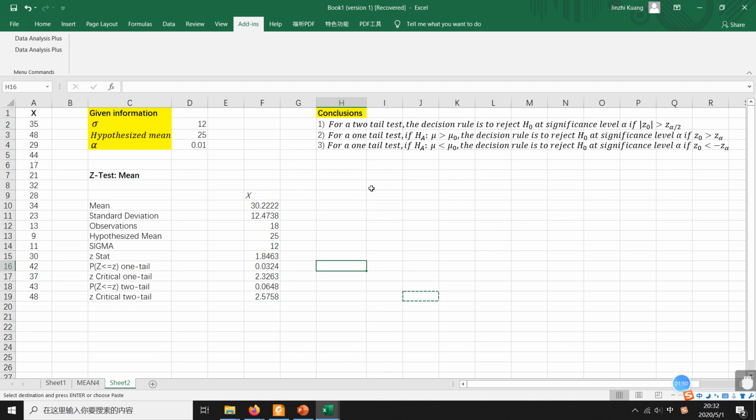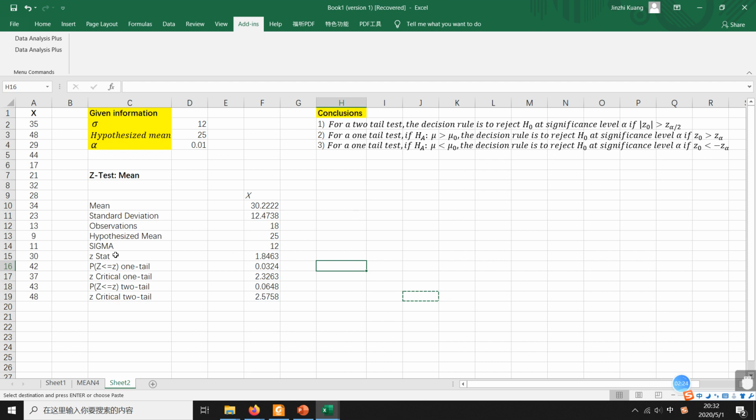There are two ways to analyze the result. One is using the critical value, and the second is to use the p-value. Now let's start from using the critical value. There are three circumstances. Firstly, for a two-tailed test, the decision rule is to reject the null hypothesis at significance level alpha if the absolute value of the z-statistic is higher than the z-critical value for two-tailed.